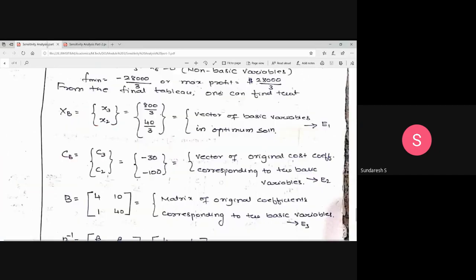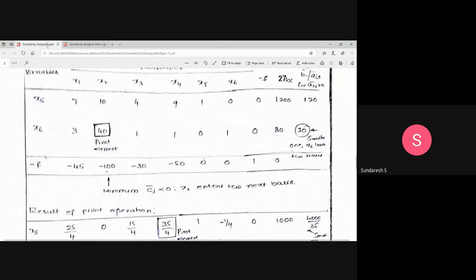In the previous problems, this is the original table we have, with the cost coefficients minus 45, minus 100, minus 30, minus 50, 0, 0, 1. These are the original cost coefficients given in the problem. Now we are testing what happens if any one of these cost coefficients is changed, and how it affects the optimal solution. This is the sensitivity analysis. In the previous problem, we changed the right hand side coefficients. Now we are changing the cost coefficients. Let us check with the problem given.